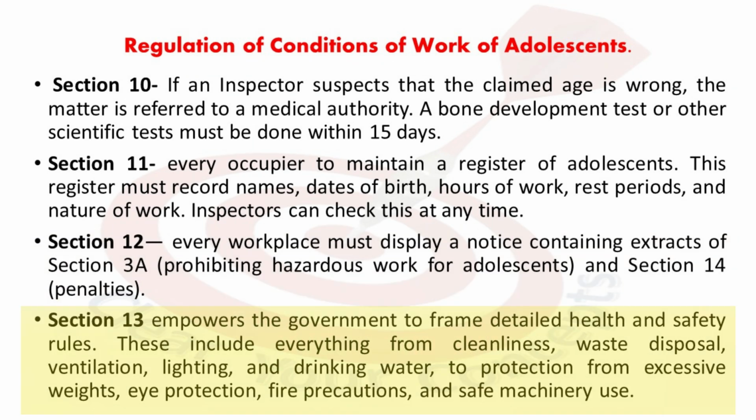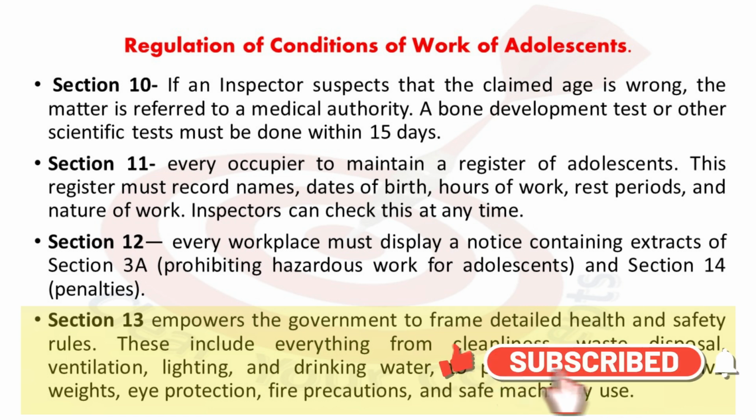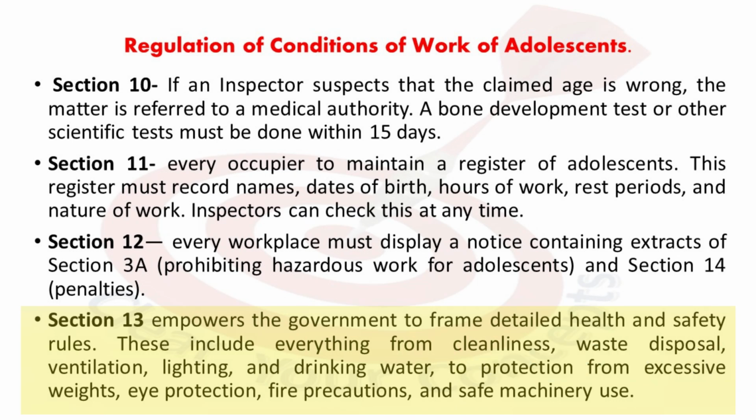Finally, Section 13 empowers the government to frame detailed health and safety rules. These include everything from cleanliness, waste disposal, ventilation, lighting, and drinking water, to protection from excessive weights, eye protection, fire precautions, and safe machinery use. For example, if an adolescent is employed in a textile shop, rules about dust control, lighting, and safe use of sewing machines can be enforced.